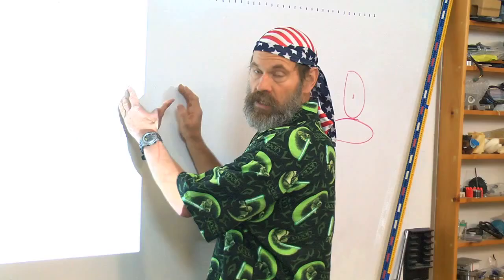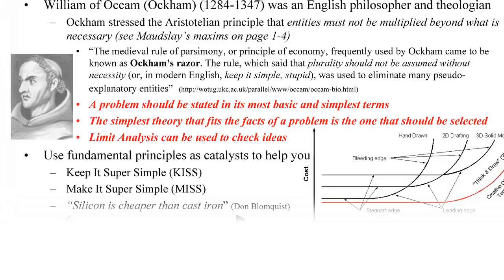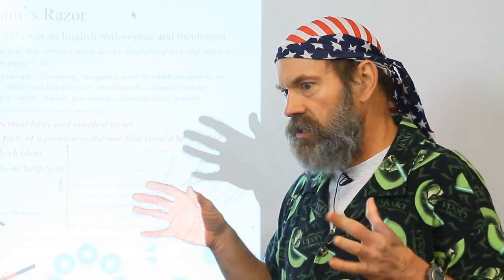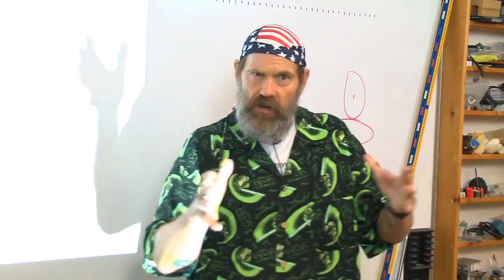Start simple. Remember, the universe loves you. You'll have plenty of time for complexity. You would be in no danger of being bored. And then we use what's called limit analysis to check our ideas. Limit analysis is, hey, if it was all the way over here, what would it be behaving like? If it was all the way in the other direction, what would it be behaving like? And then often, what's in the middle?